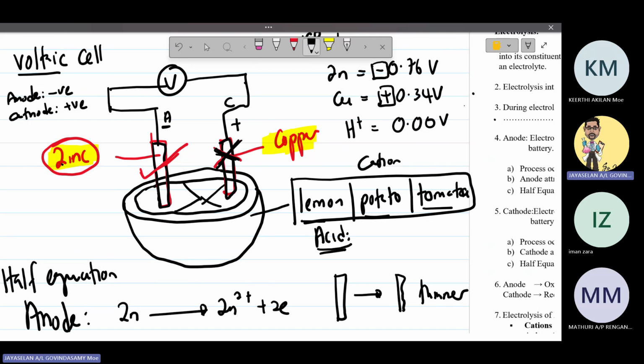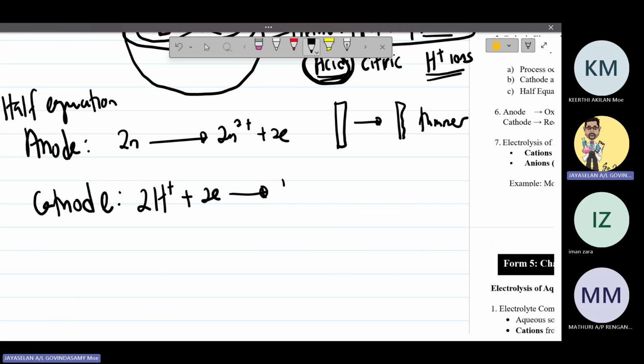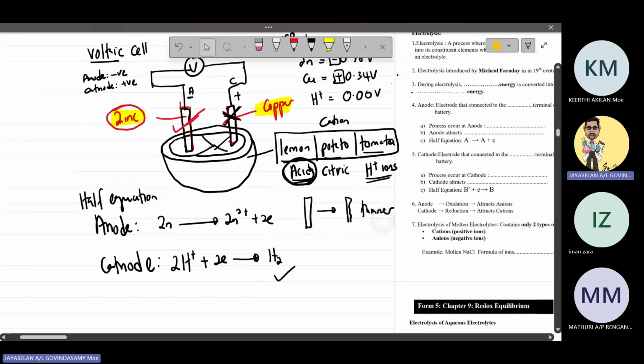You have to take the cation from the lemon, potato or tomato, which is made up of citric acid. Sir, I don't know the formula. Sir, how to do? Citric acid. For acid, what ion? Hydrogen ion. So what you do here, you take the hydrogen ion from the acid. 2 hydrogen ions accept 2 electrons to form hydrogen gas. That's all. Any question? Who got everything correct?